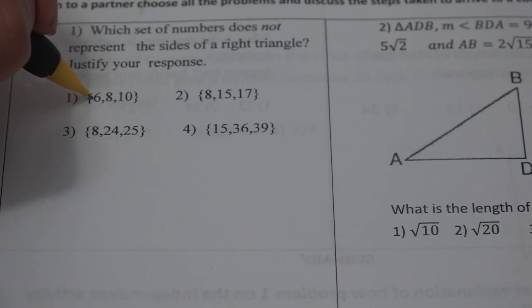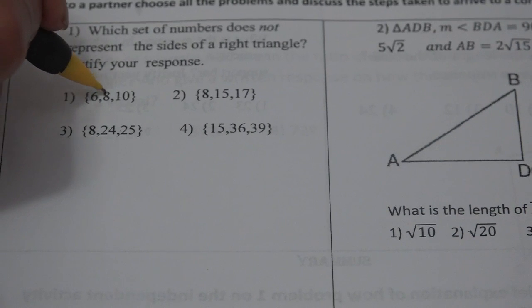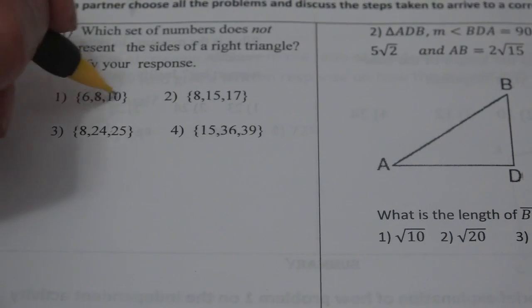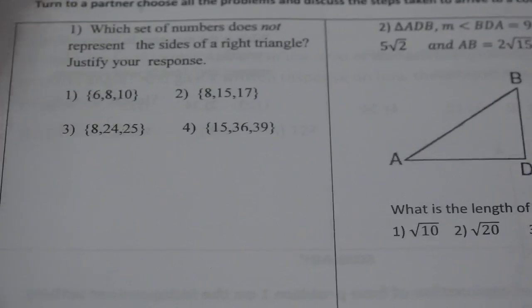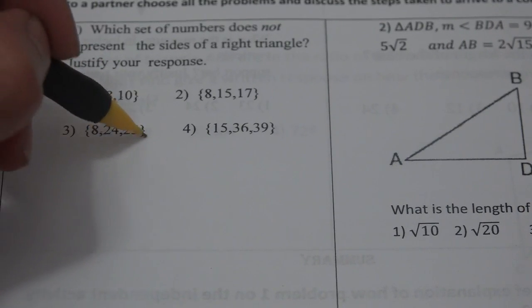So 6 squared is 36, plus 8 squared is 64. 36 plus 64 is 100. 10 squared is 100. So the sum of these two is 100, and this is 100. It is a right triangle. Okay then. So what you do is the same for all of them.